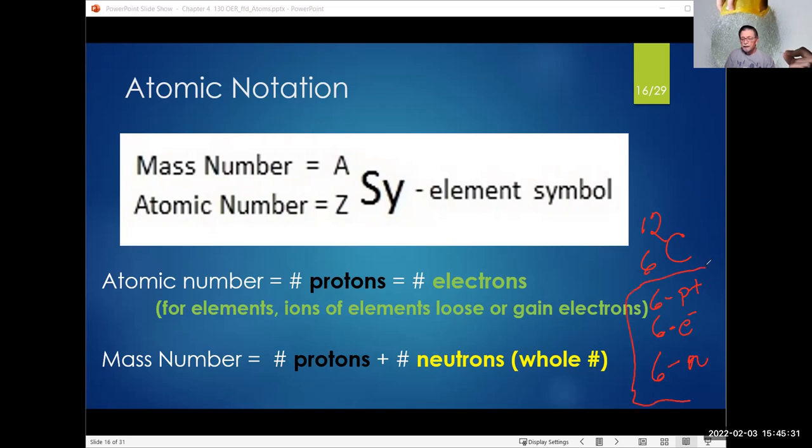Okay. Now, we're going to learn something. When we add or subtract or remove neutrons, we create what are called isotopes. Isotopes are determined by the neutrons. Now, we are familiar, hopefully, with carbon dating, where you figure out how old something is.